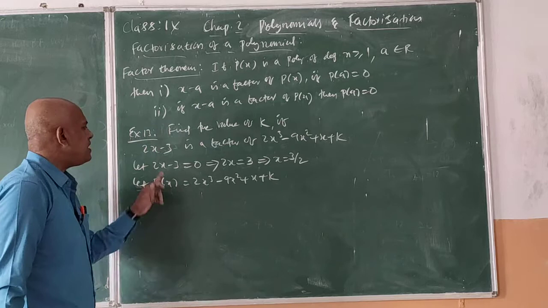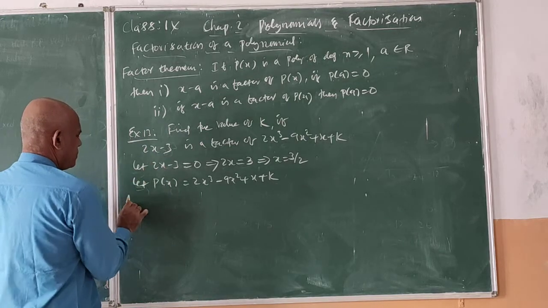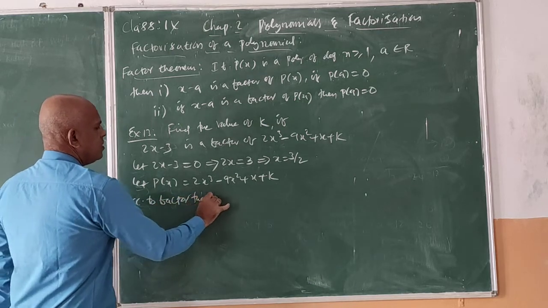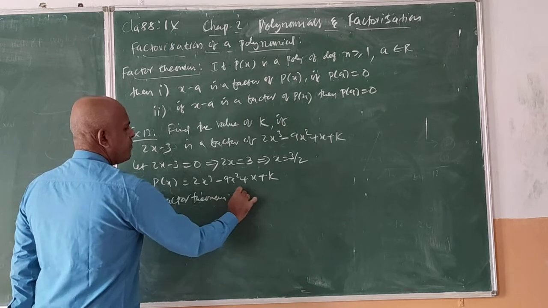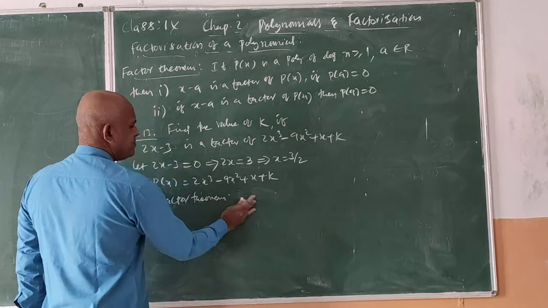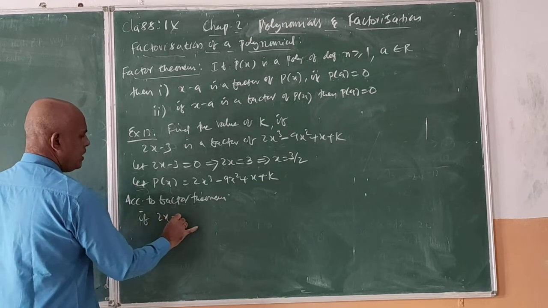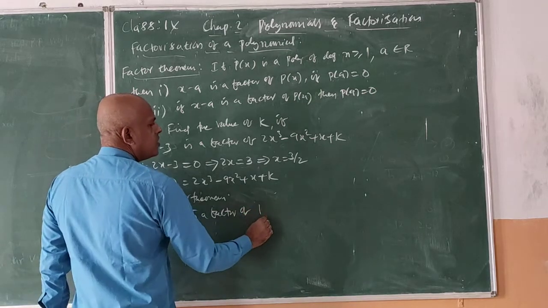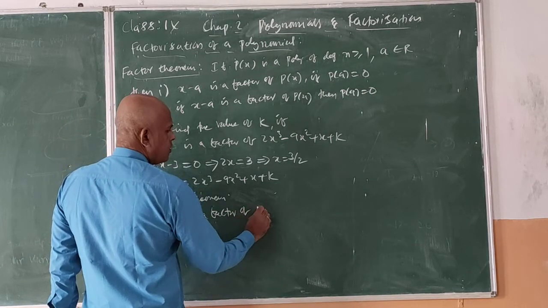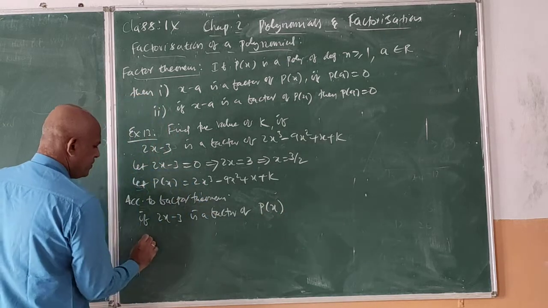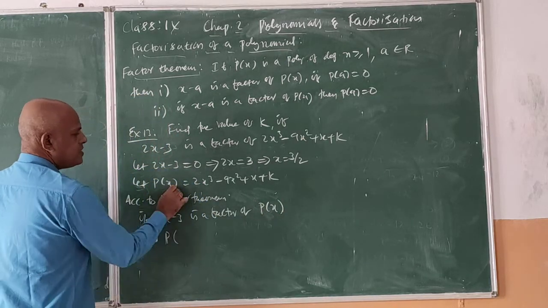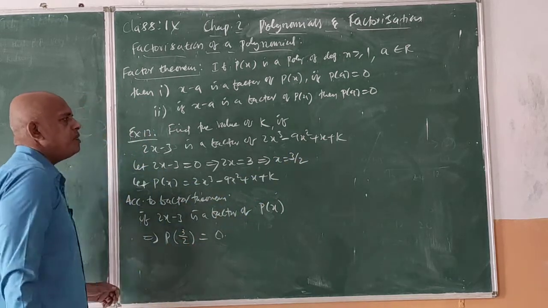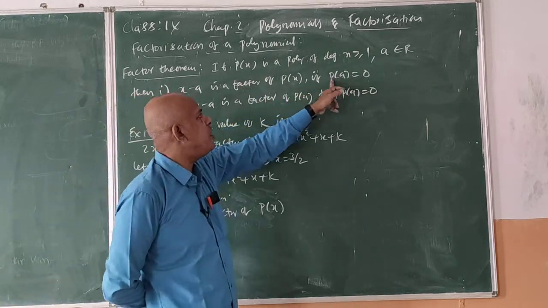Now, what is the factor here? According to the factor theorem, if 2x minus 3 is a factor of p of x, then what is the value of p of x? P of 3 by 2 is equal to 0 because the remainder is 0. If x minus a is a factor, then p of a is equal to 0.